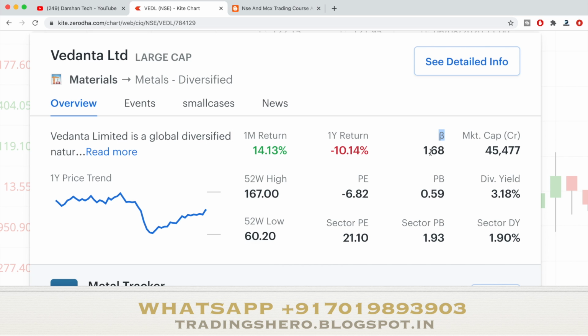So always select a stock which has a beta above the value of 1. Here, as you can see, 1.68 is the beta value of the Vedanta stock. I'm just showing you as an example. So you can pick a stock which has a beta value above 1.